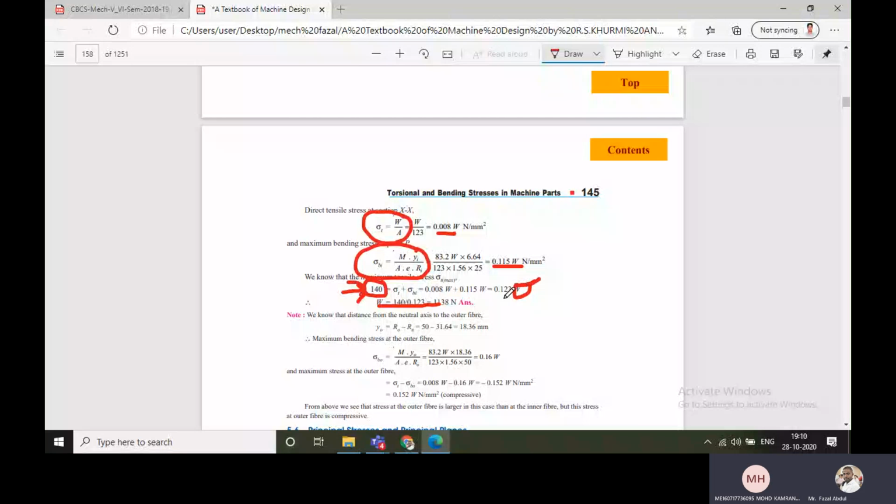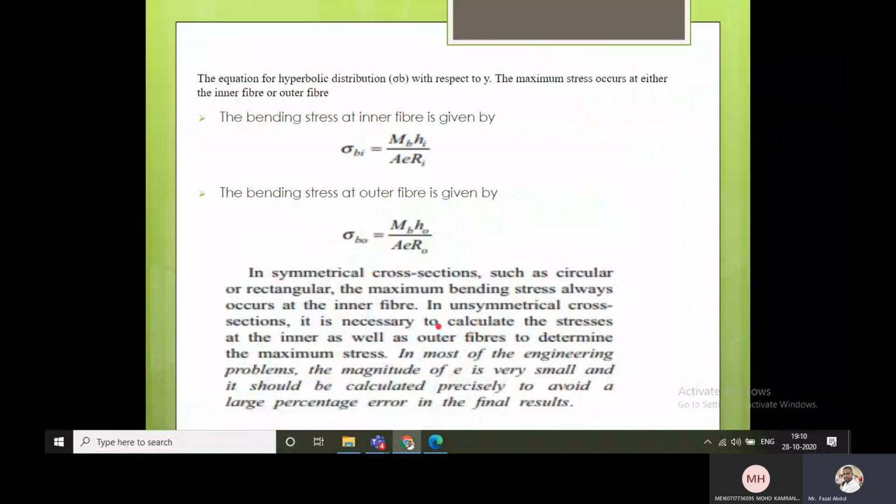So practice just 3-4 problems from the textbooks available, R.S. Khurmi or Bhandari. From R.S. Khurmi 3 problems and Bhandari 3 problems, you will get perfection. Easily you can get the score. From the theory you can get 2-3 marks, and from problems you will get 16 marks.